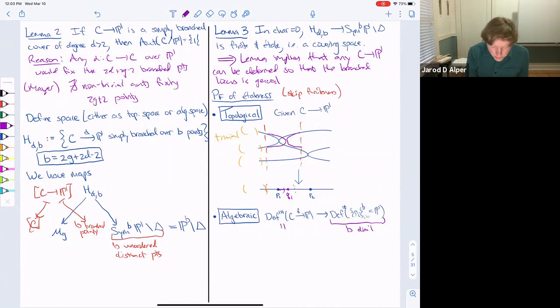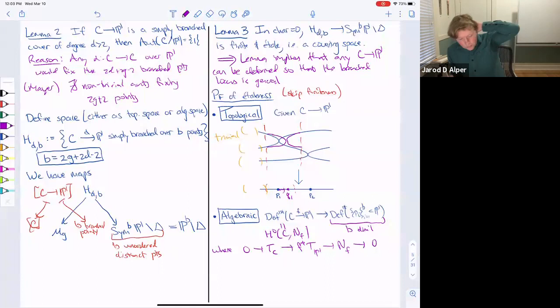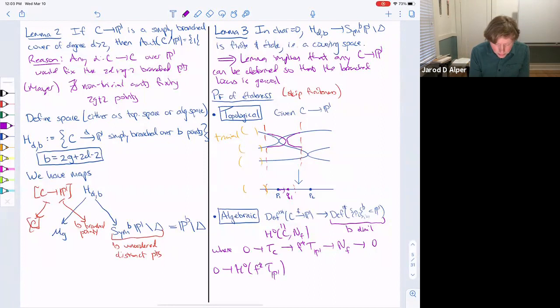So this space, you can show deformations are classified by sections of the normal sheaf to F, where if you look at the pullback map of the tangent sheaf of C mapping to the pullback of the tangent sheaf on P1, NF is just the quotient. And so to get at the dimension of this vector space, I look at the corresponding long exact sequence, and H0 of TC vanishes because the genus is greater than one. So this induces a short exact sequence of vector spaces from H0 of the pullback of the tangent sheaf of P1 to H0 of NF to H1 of TC.